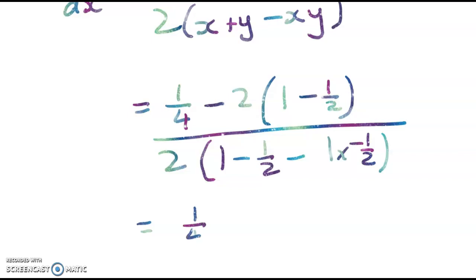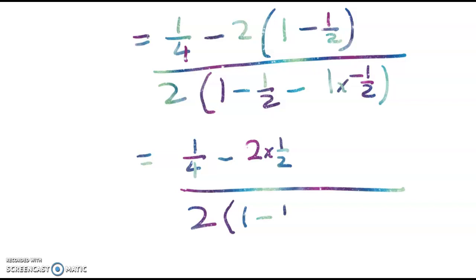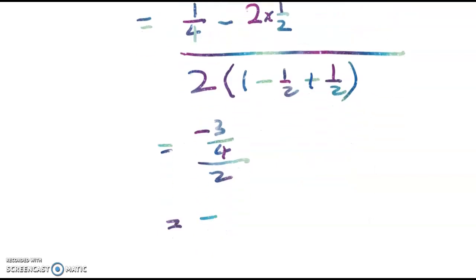So here we're going to get 1/4 minus 2(1 minus 1/2) over 2 times (1 minus 1/2) minus 1 times negative 1/2. So it's very easy to go wrong whether you're using a calculator or not. So in the numerator we've got 1/4 minus 2 times 1/2, and here we've got 2 times (1 minus 1/2) plus 1/2. So that's nice, so it's just 2 times 1. Right, so 1/4 minus 1 is negative 3/4 over 2, giving me a final answer of negative 3/8.